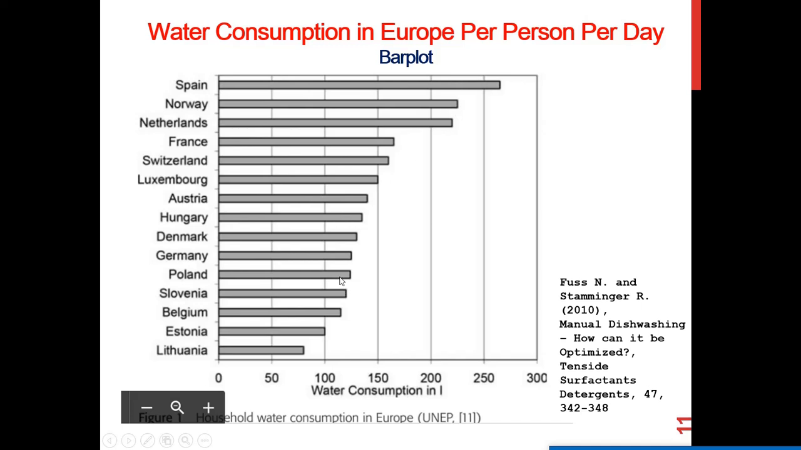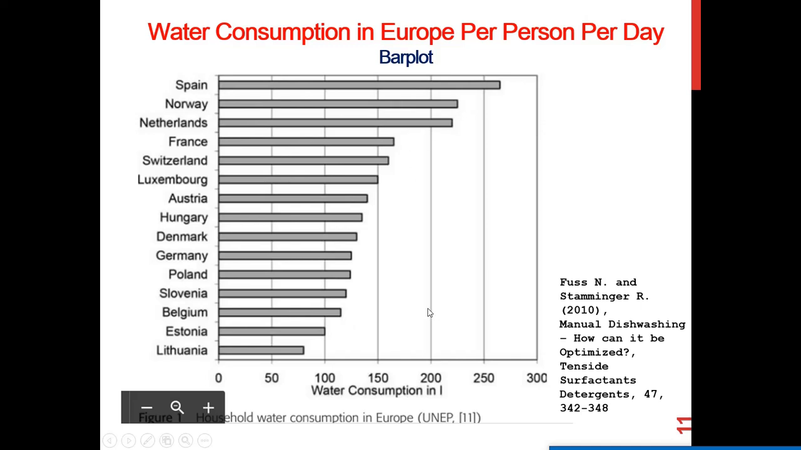and so on. And the interesting aspect of this graph right now is that the bars are arranged in the decreasing order of their length. So Spain is the topmost spender when it comes to water consumption, and Lithuania is the one with the lowest consumption, and they are arranged in decreasing order.